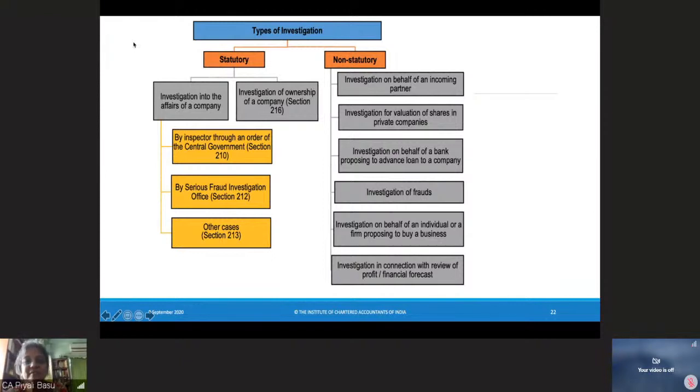Okay. Thank you. Type of investigation. So slowly from here we will move on to the fraud part of it. We'll take it up next class, day after tomorrow. So for the time being, what type of investigation? Statutory and non-statutory. Statutory investigation is the one which is given by the statute. So there are certain statutes like the Companies Act.